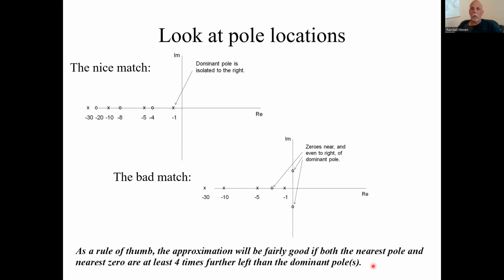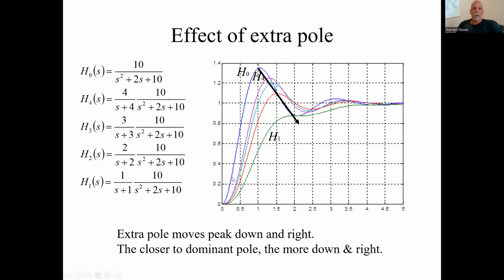So in general, what we want for a pretty good match is all poles and zeros to be a good 4 to 5 times to the left of the dominant pole in the complex plane. We'll get into, if they're not quite that far away, if they're not 4 to 5 times to the left, how much effect do they have? We'll get into that in another video. That is the idea of dominant poles.